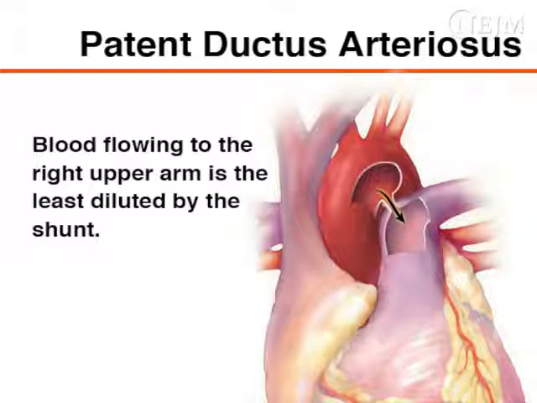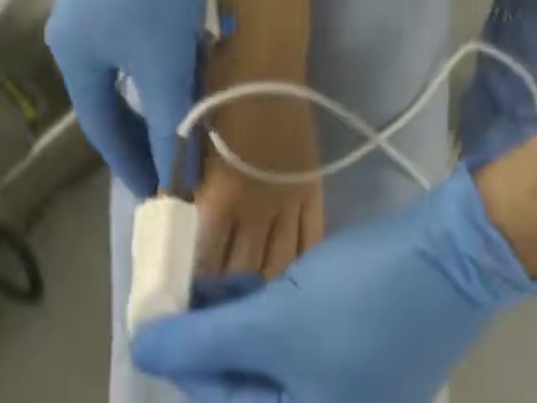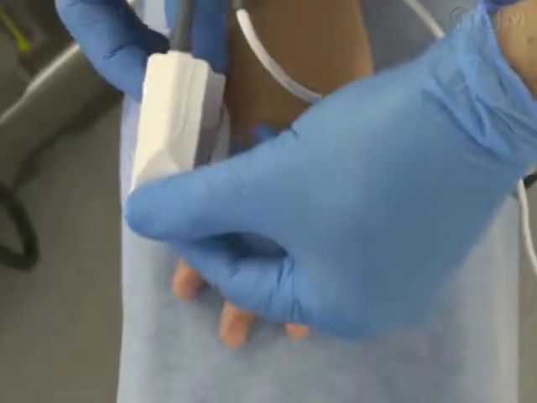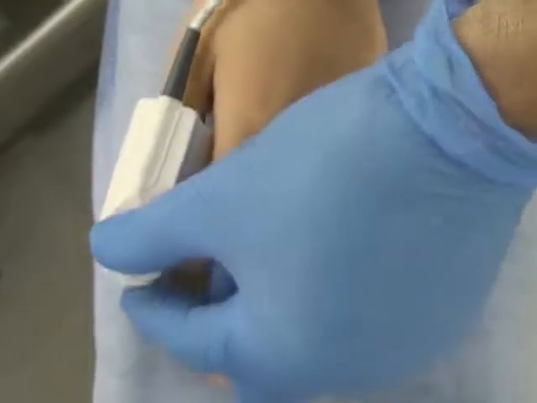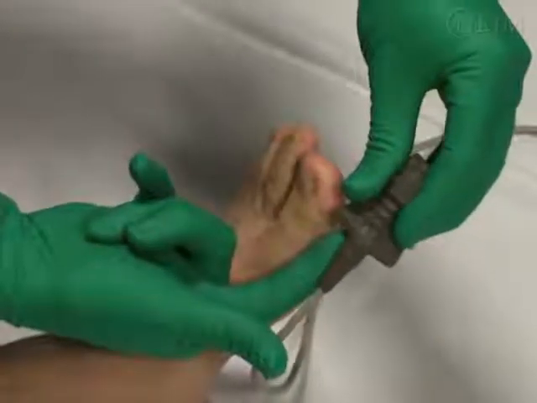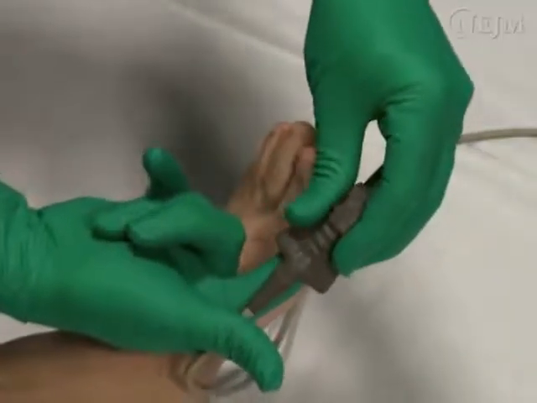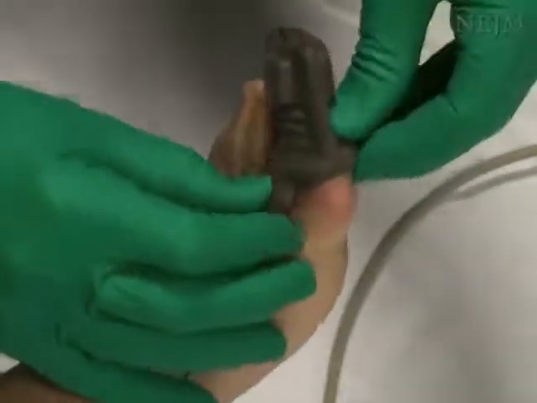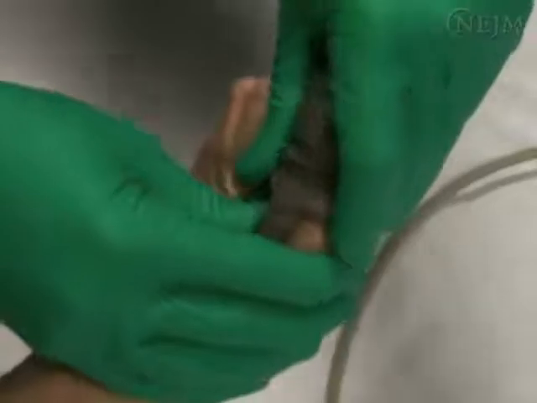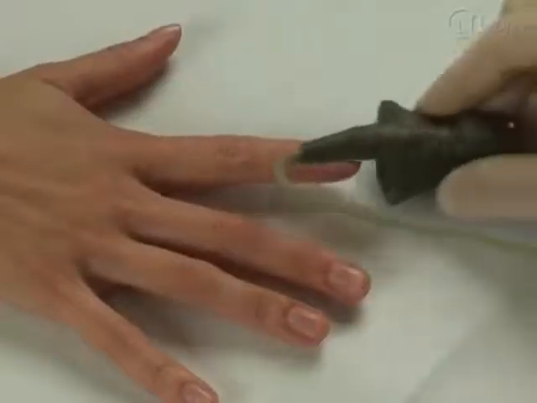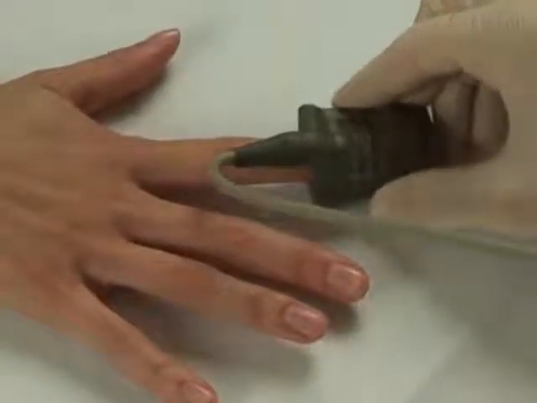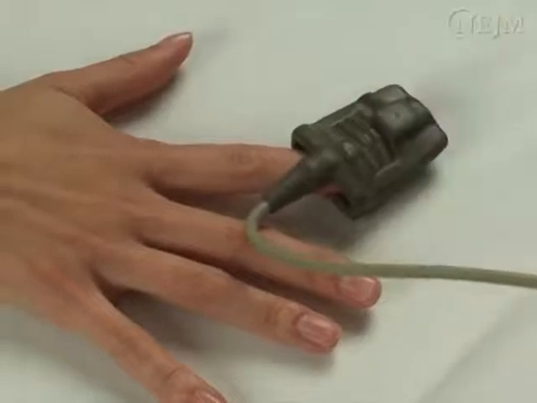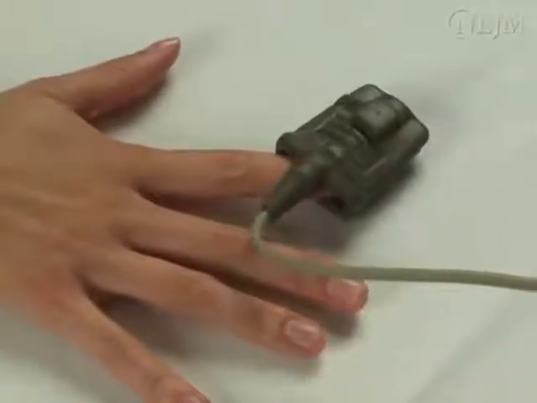Blood flowing to the right upper arm is the least diluted by the shunt and is therefore the most oxygenated. It is important to choose a probe that is the right size for the patient. If the probe is not the right size, the light-emitting diodes may not line up correctly with the photodetector and will provide inaccurate data. For example, a probe that is too large for a patient's finger may slip, and the light may not pass completely across the finger.